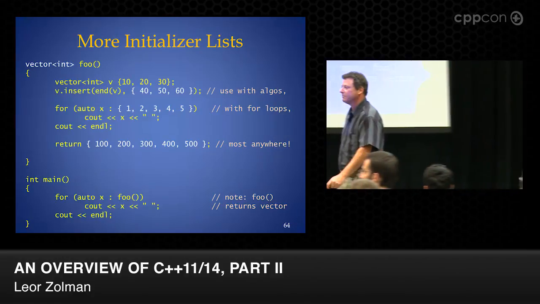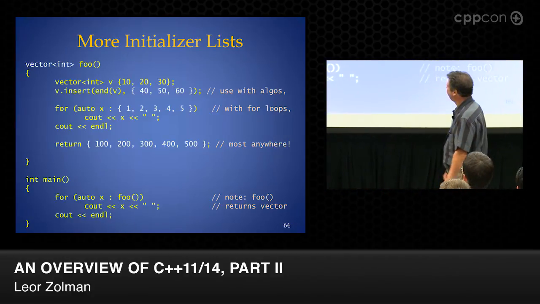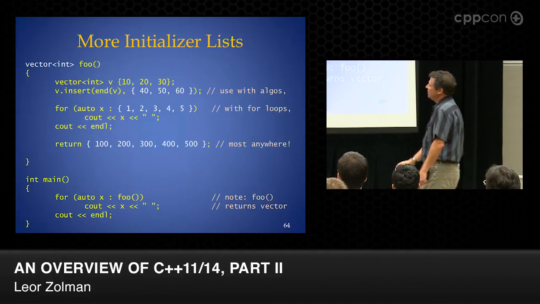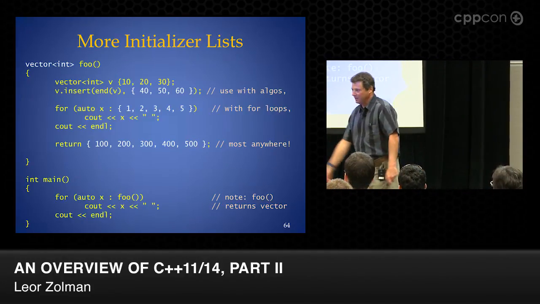Question? But wasn't returning by value good before as well because of the RVO? Yes. So the question is, wasn't returning by value good because the RVO would get in and help you out?